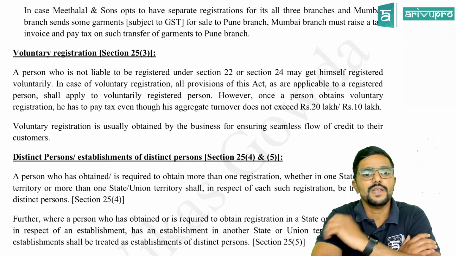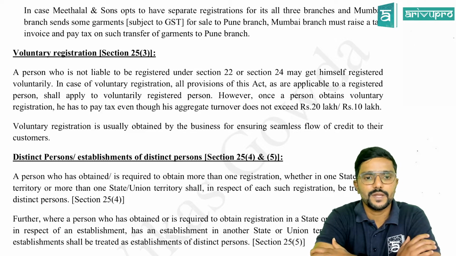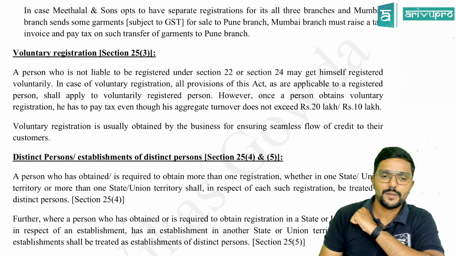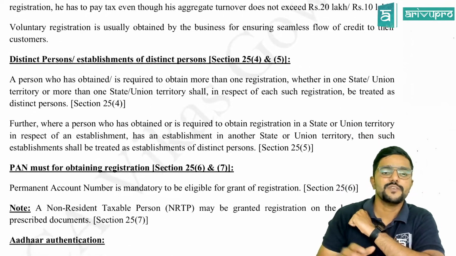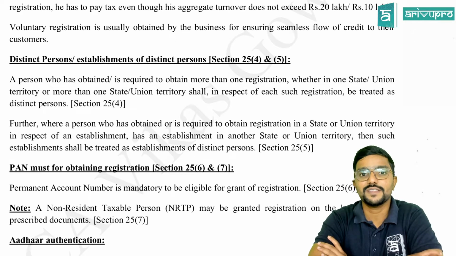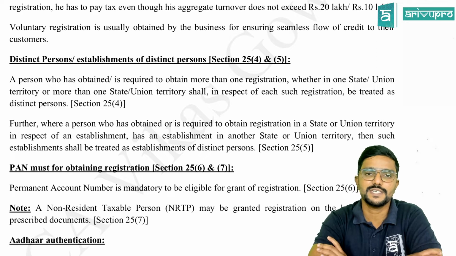Voluntary registration is usually obtained by businesses for ensuring seamless flow of credit to their customers. Next, coming to subsection 4 and 5, which talk about distinct person and establishment of distinct person. We have already covered this when we were discussing Schedule 1 also, guys, because Schedule 1 talks about this distinct person, related persons and all. Let us go through it.